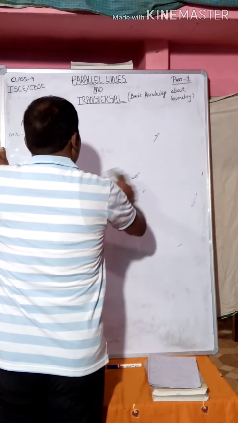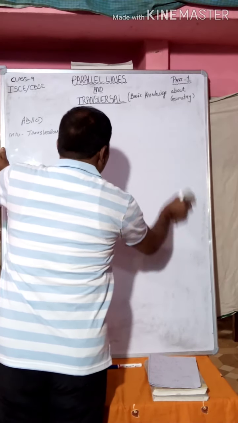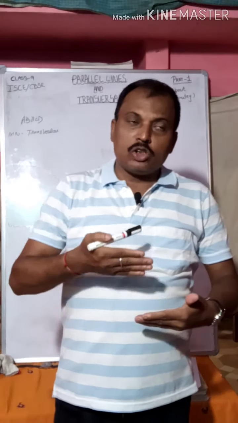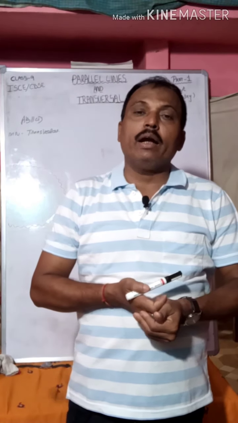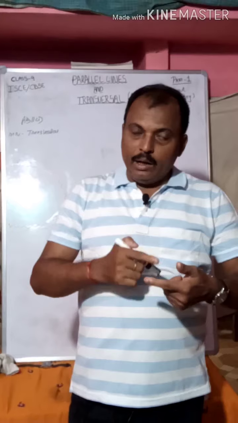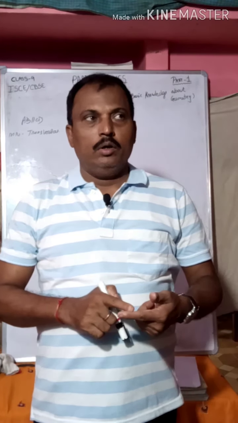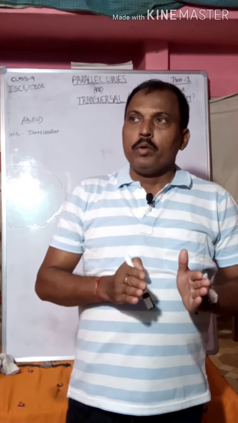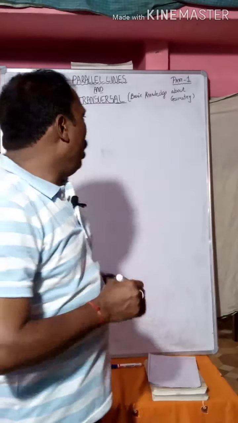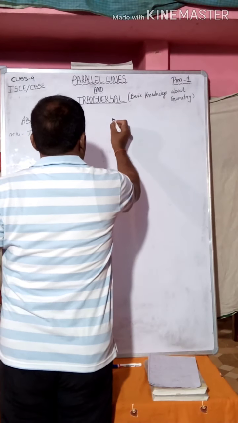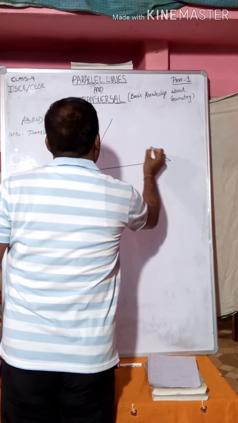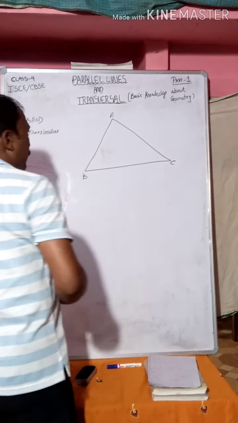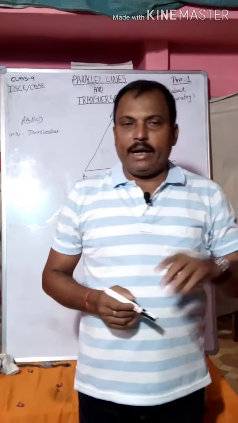Now take a triangle. We can prove by parallel lines and transversal that the sum of the angles of the triangle is 180 degrees. You already studied these things in your earlier classes. So now let us come and see. This is a triangle ABC. We can prove the sum of the angles of the triangle is 180 degrees.